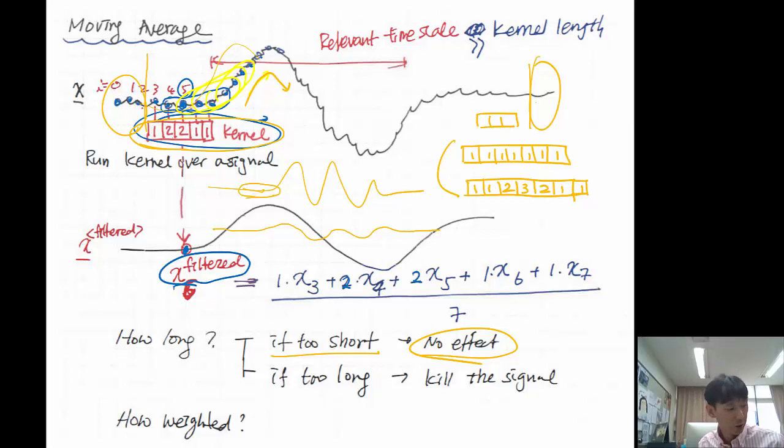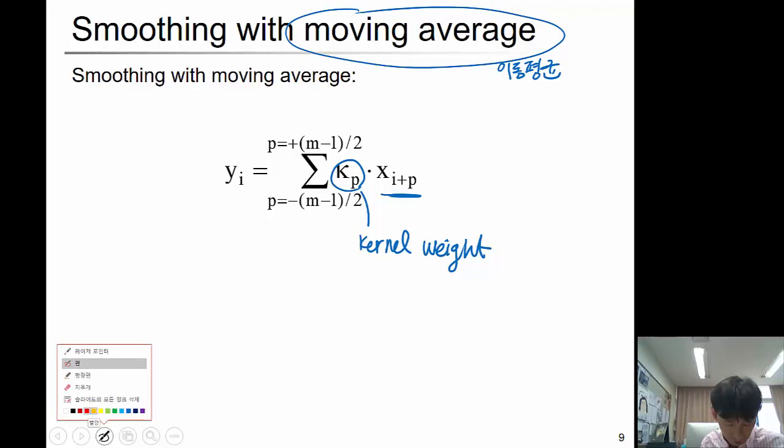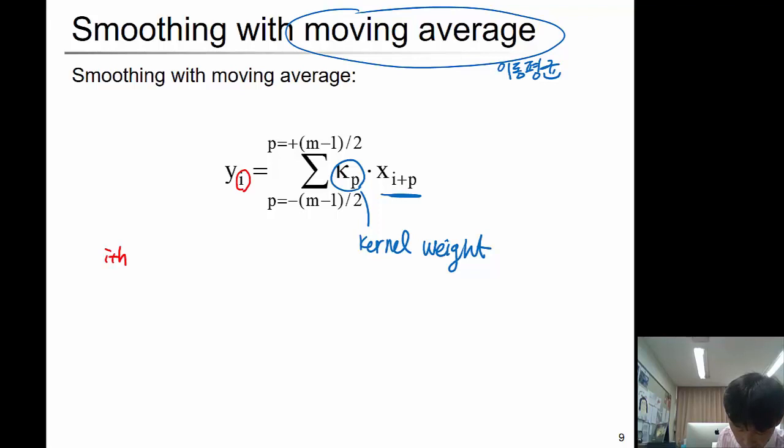So if you look at the equation again here, for the ith signal, and y_i is what? Let's say that we are doing a kernel of size 7. Then P here is 7 minus 1 over 2, so that's minus 3. Here it is plus 3, right?